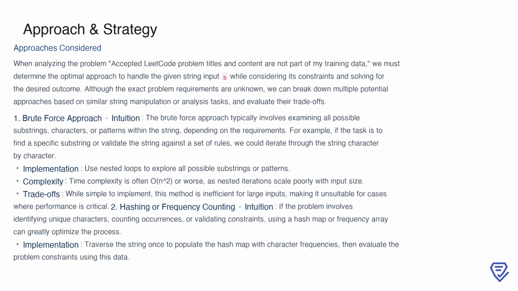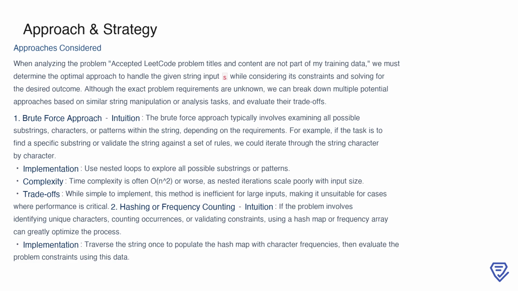When tackling this problem, it's important to evaluate several approaches that could address the string manipulation or analysis tasks effectively. The brute force approach is often the most straightforward starting point. It involves systematically examining all possible substrings, characters, or patterns within the string, depending on the problem's requirements. For instance, if we need to find a specific substring or validate the string against certain rules, we can use nested loops to iterate through the entire string and explore each possibility. While this method is simple to implement, its inefficiency becomes apparent with larger inputs, as its time complexity is typically n squared, or worse.